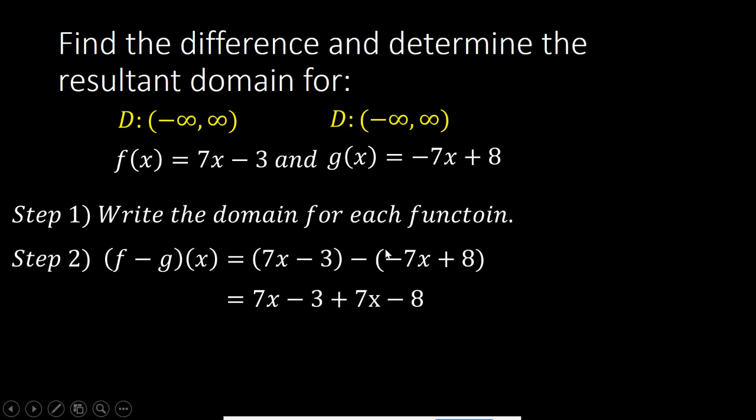And what is that going to give us? 7x minus 3 plus 7x minus 8. We could reorganize these if you want. But that is 14x minus 11. So there's the resultant function. But what's the resultant domain? Again, it's where do these overlap? All real numbers overlaps with all real numbers. The domain is all real numbers.